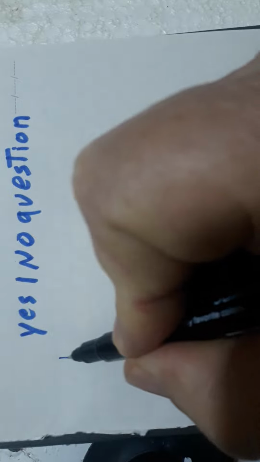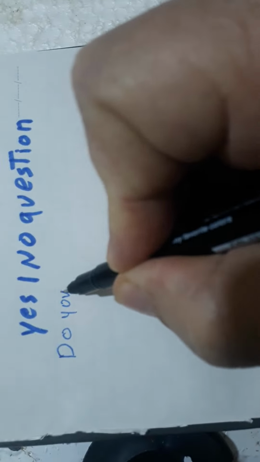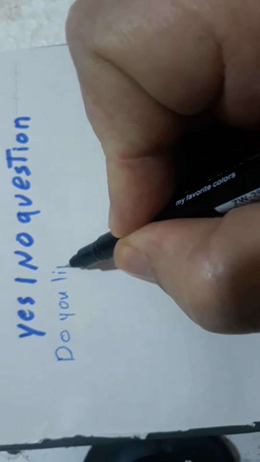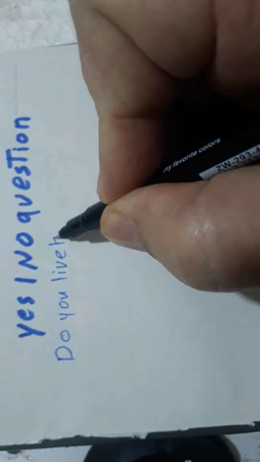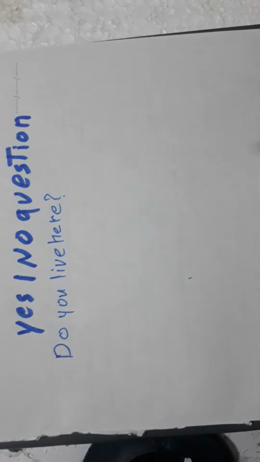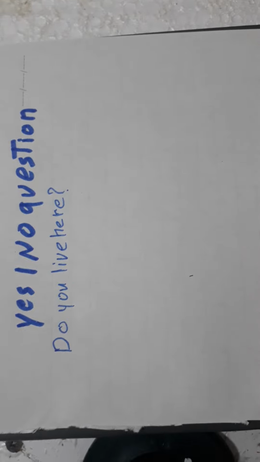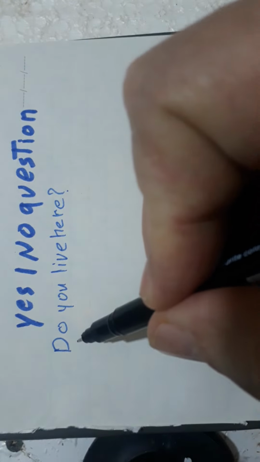Do you live here? For instance, if we say, do you live here? This is yes no question. Look, we have started with do.